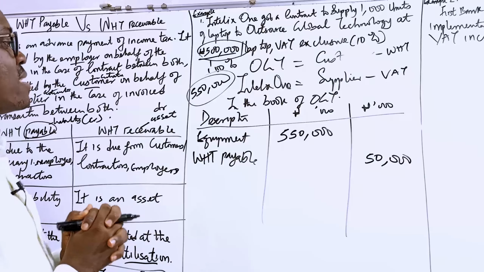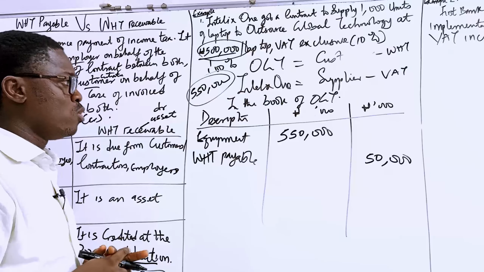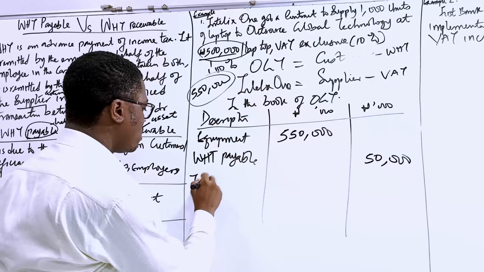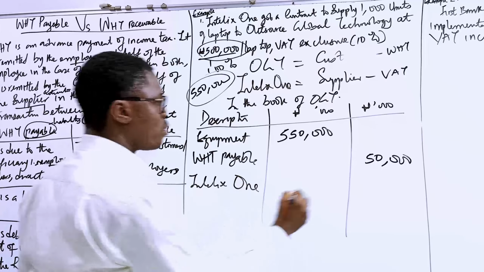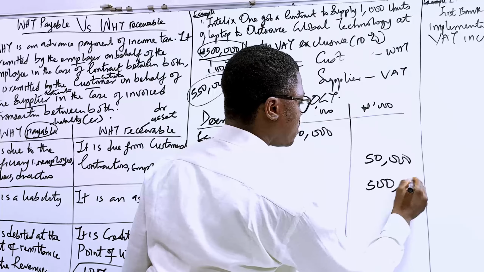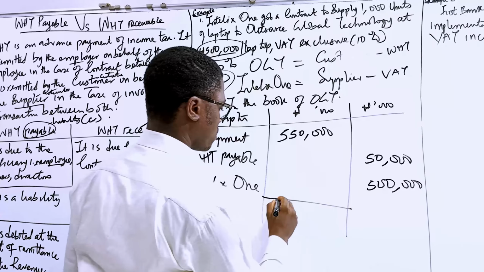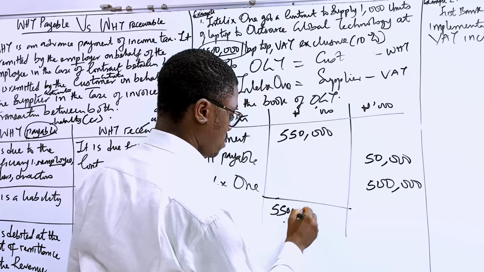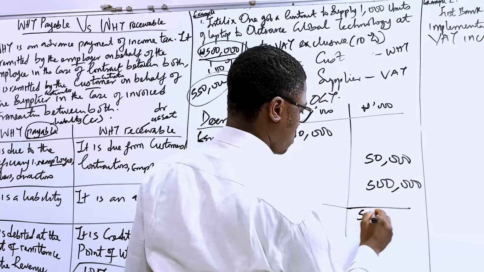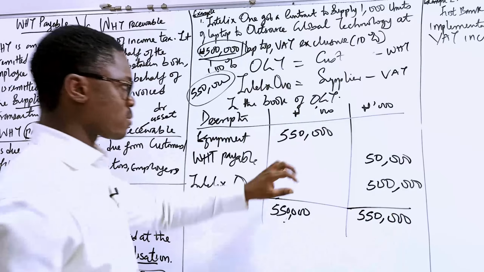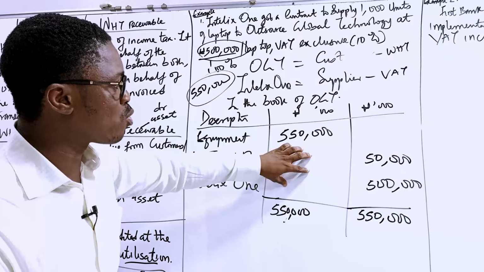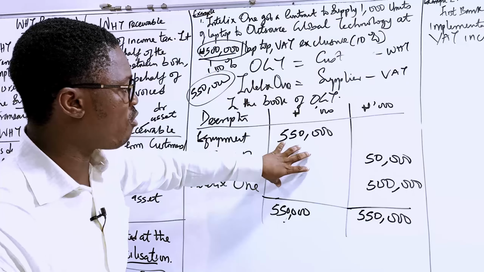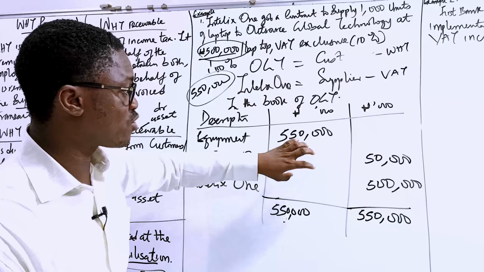That now means that what will be due to Intellix 1 will be 500 million. That now gives us this, in the book of OGT at the point of making provision for this transaction.